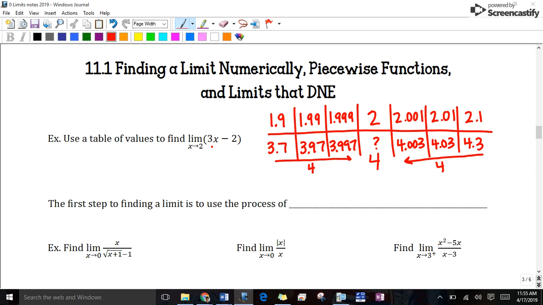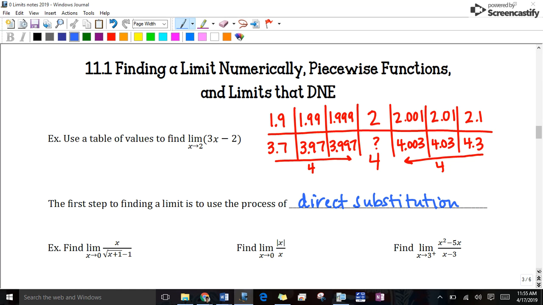Because when x is 2, y is 3 times 2 minus 2, which is 4. And I'm telling you, yes, you can just do that. And I would hope you would just do that. But we have to learn about this process for things that you can't just plug in. Okay, so your first step in finding a limit is to use the process of what is called direct substitution. If you are able to just substitute your x value into the function, then do it. And that is your limit.